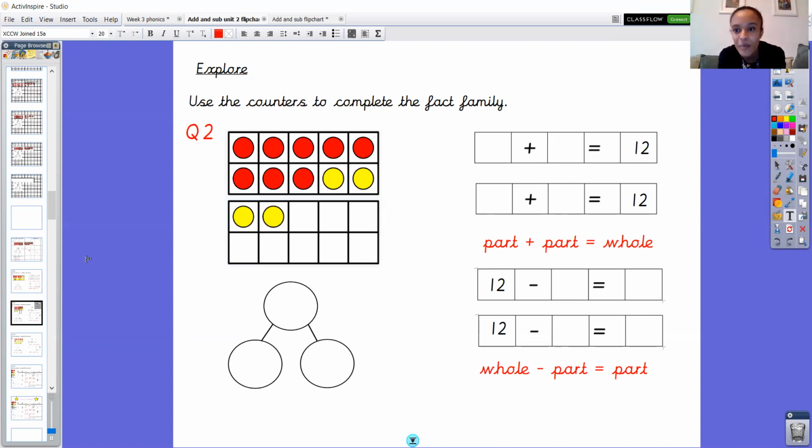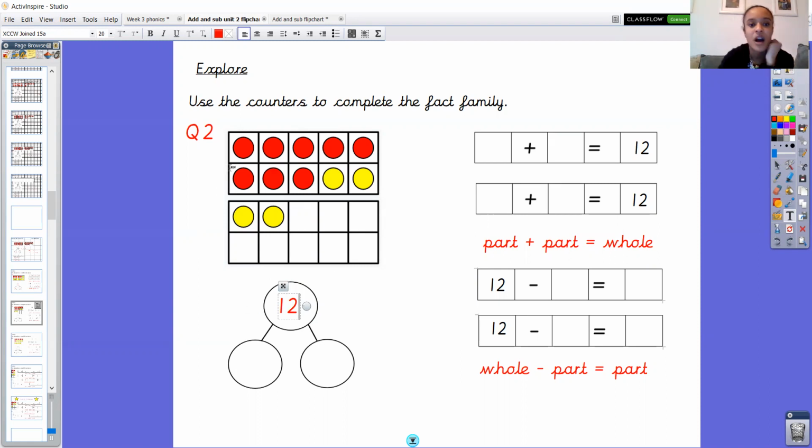So we can see from the number sentences that are done already that 12 is the whole, isn't it? So I can put that straight in the part whole model. Okay, and then I'd like you to fill in the other 2 sections of the part whole model. Okay, so can you please draw a part whole model and pop in the red part and the yellow part. So pause the video now to do that.